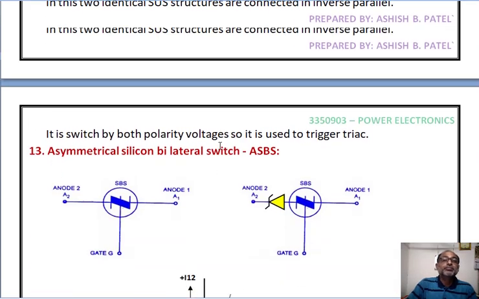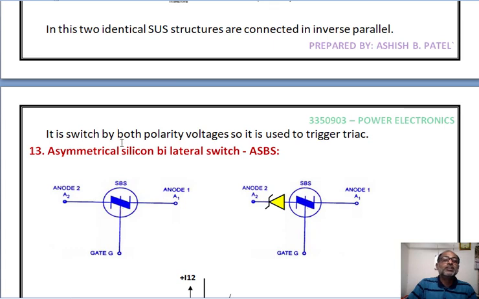Due to this, the switch is switched by both polarity voltages. So it is used for triggering the triac. Because of this anti-parallel connection, the silicon bilateral switch is operated by both polarities. It may be positive or negative, it will turn on or switch. Due to this reason, the silicon bilateral switch is used to provide a triggering pulse to the triac.